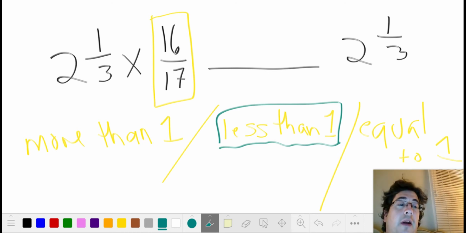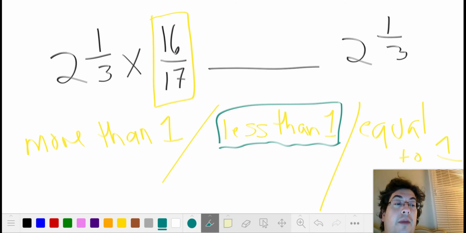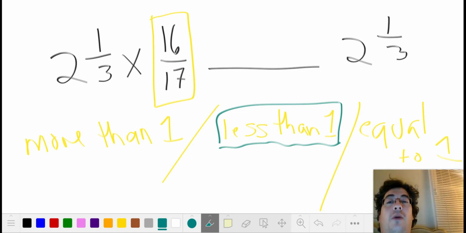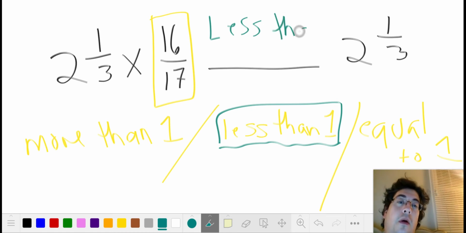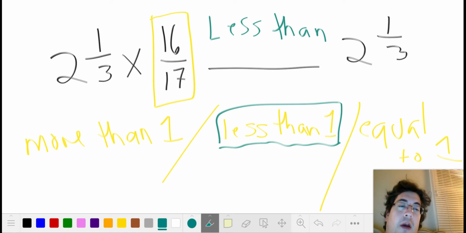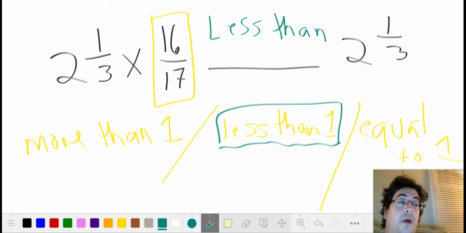And if we're multiplying a number by something less than 1, that number is going to go down. So we're going to get a product that's going to be less than 2 1/3. And we call this scaling. When you multiply a number by something and it either goes up or down or stays the same in value, we call that scaling.